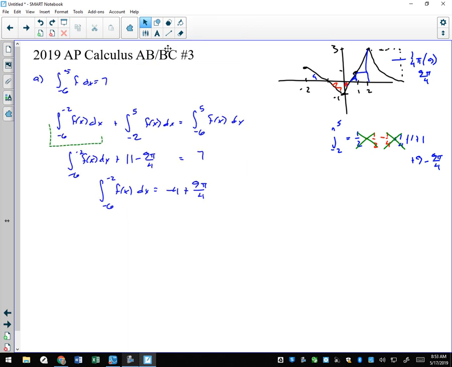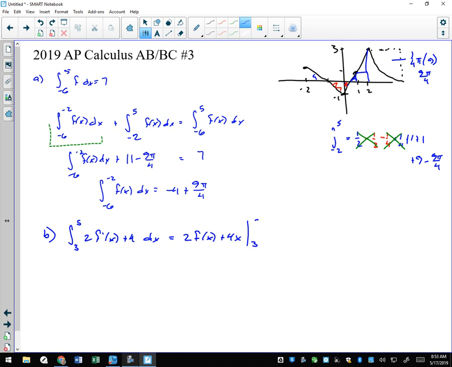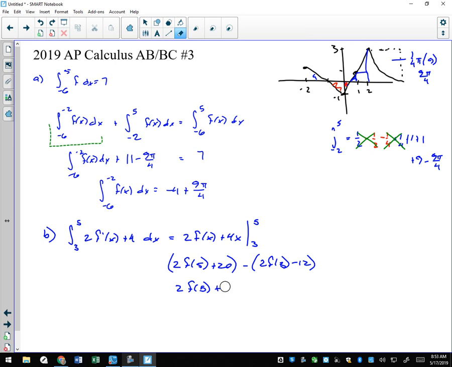All right, part B: evaluate the integral from 3 to 5 of 2f prime of x plus 4 dx. That antiderivative is going to be 2f of x plus 4x. We'll evaluate that from 3 to 5, which will be 2f of 5 plus 20 when you plug in 5, minus 2f of 3 minus 12. So that's 2f of 5 minus 2f of 3 plus 32.